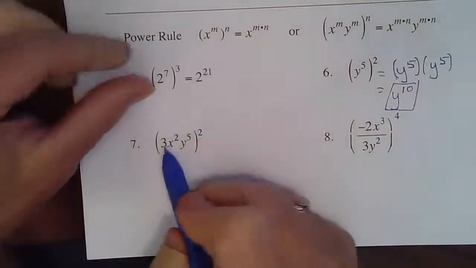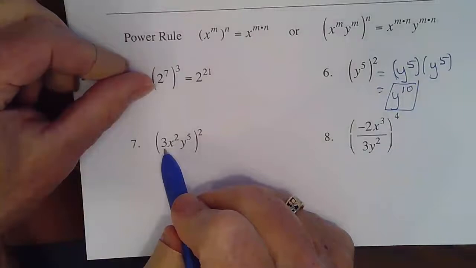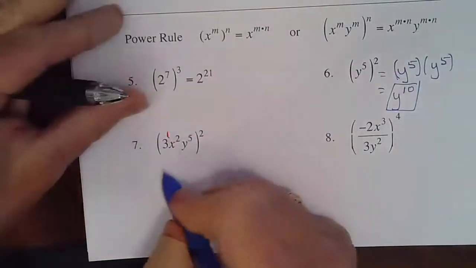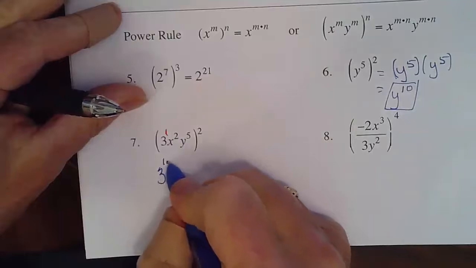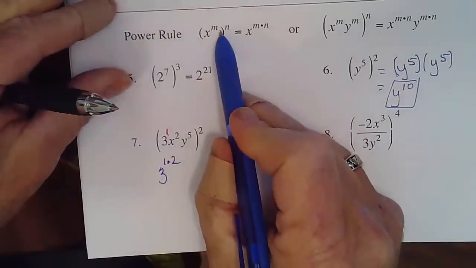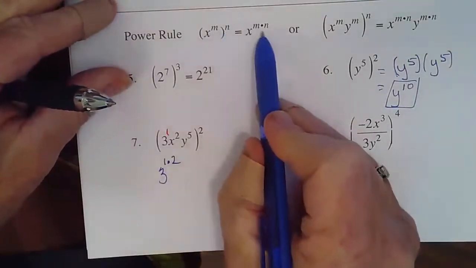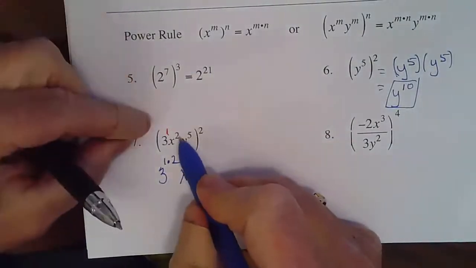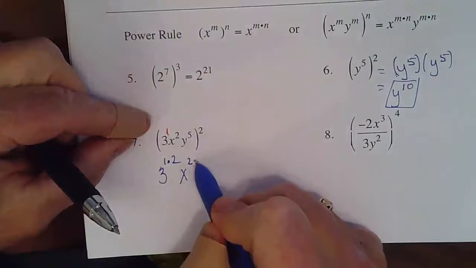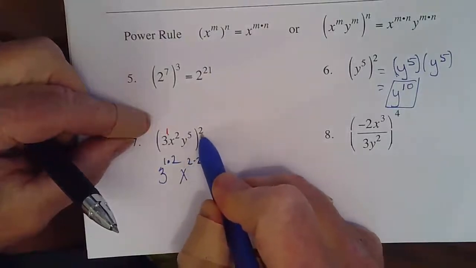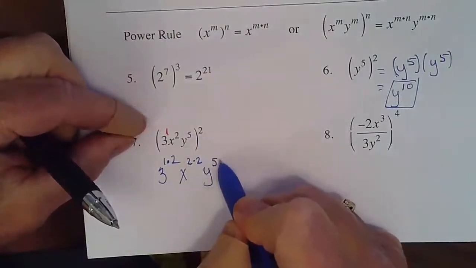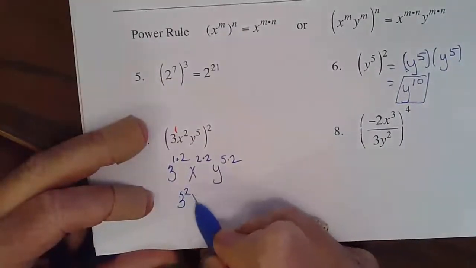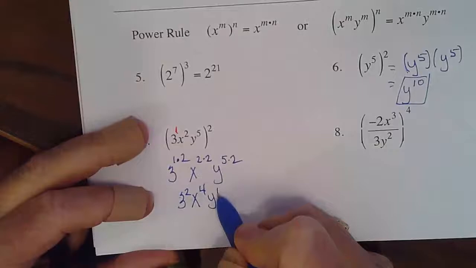Okay, multiply exponents. Don't forget there has to be an exponent on everything, including the 3 right here. So that's 3 to the 1 times 2. These two things are going to get multiplied. So 1 times 2, x to the 2 times 2, y to the 5 times 2. And of course, simplifying gives you 3 to the 2nd, x to the 4th, and y to the 10th.